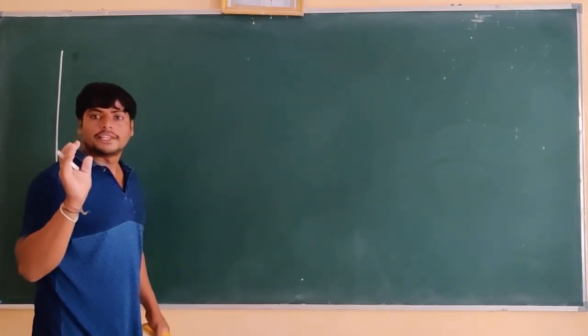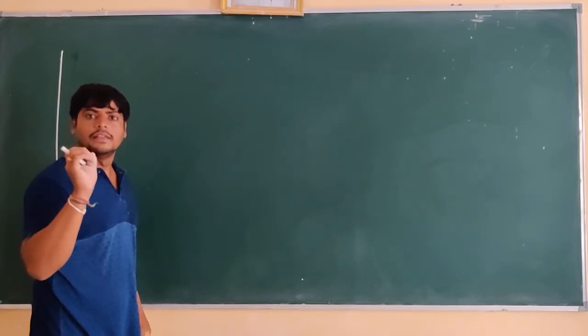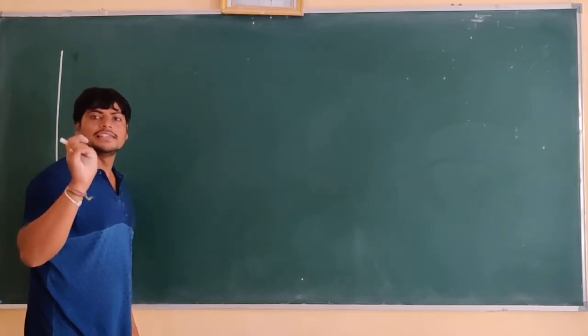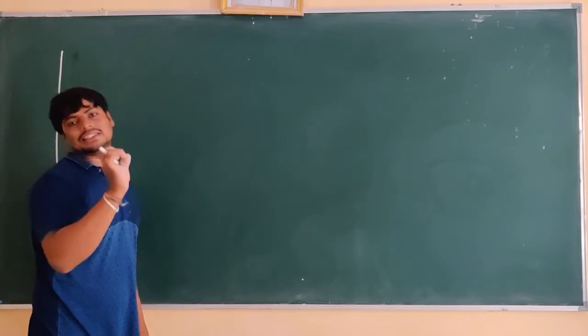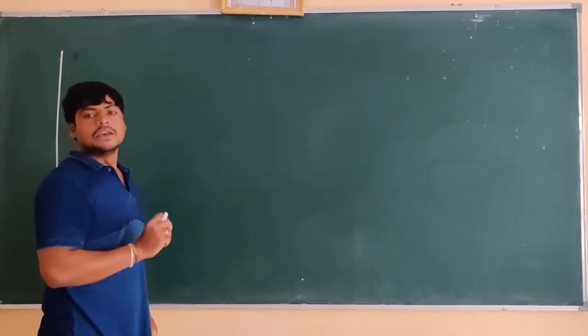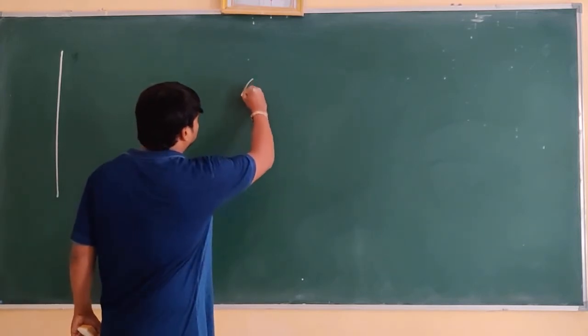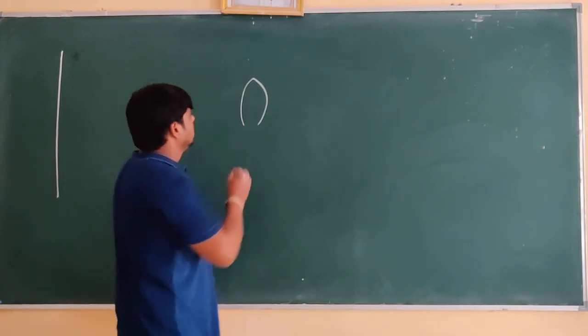As we know, the sperm cells are the male gametes, which are synthesized or produced from the male reproductive part called the testis. If you observe these sperm cells, they are motile, meaning they show movement.